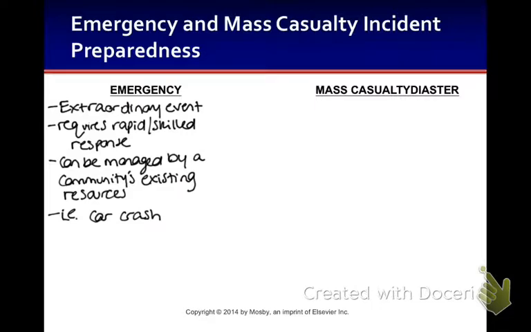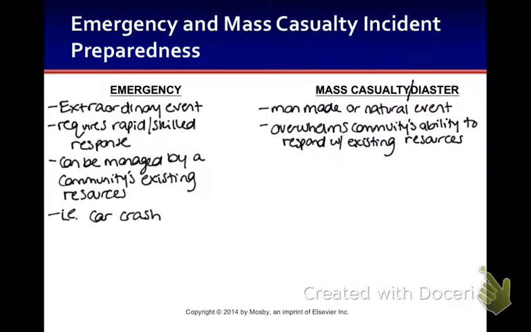the community moves on. The difference between an emergency and a mass casualty or a disaster is, one, they typically are man-made or natural events. Like we all just went through Hurricane Irma. And it overwhelms the community's ability to respond with the existing resources. Again, we all just went through this.